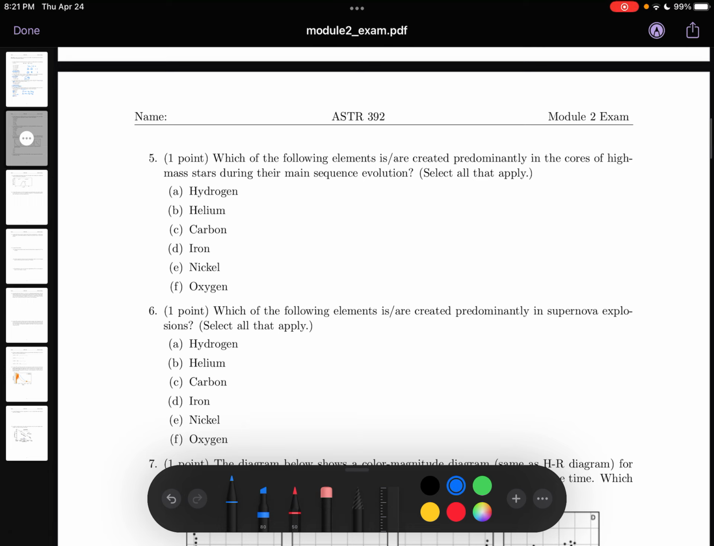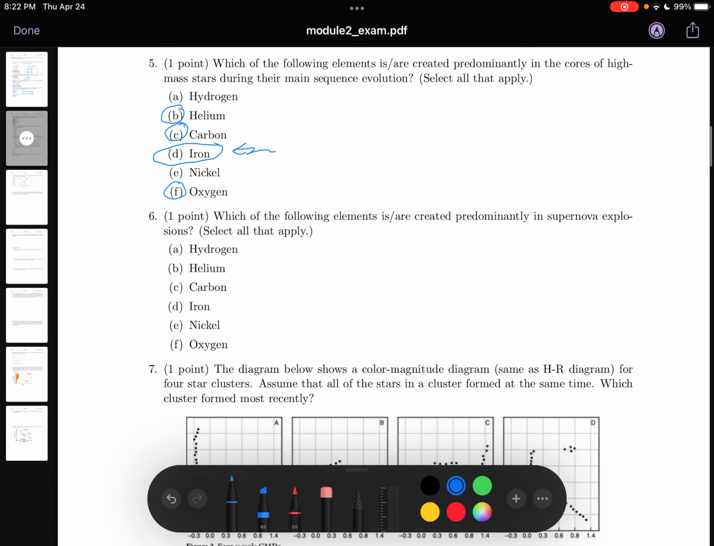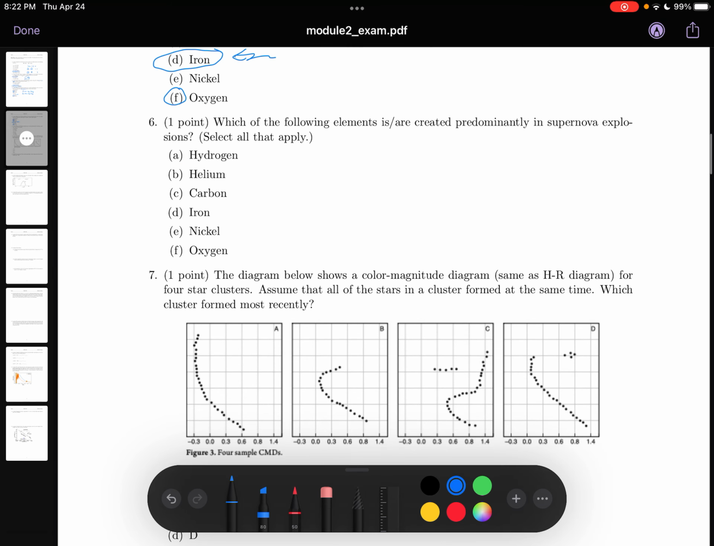Okay, which of the following elements are created predominantly in the cores of high mass stars? So same as we had before. We're going to have hydrogen, carbon, oxygen, and then we're going to add iron as well, right? They get up to iron, and then you get the supernova explosion because you can't go beyond iron. Which of the following elements are created predominantly in the supernova explosion? So that would be nickel. That's the one we haven't used before.